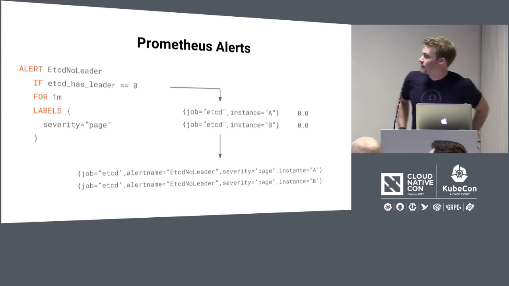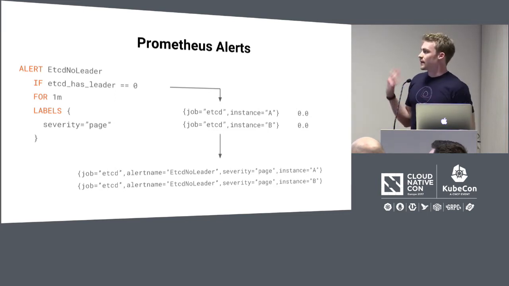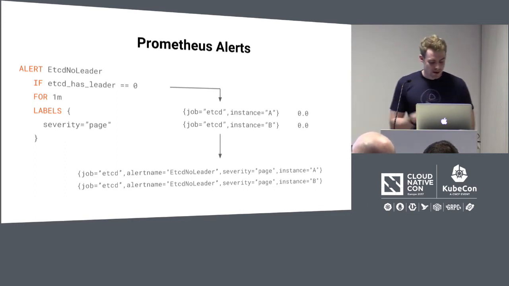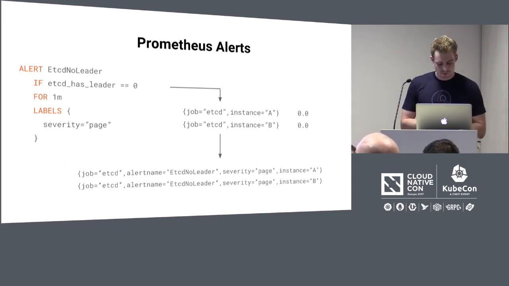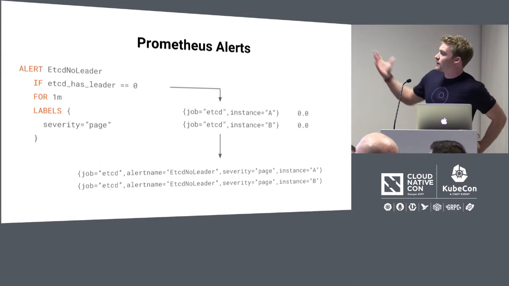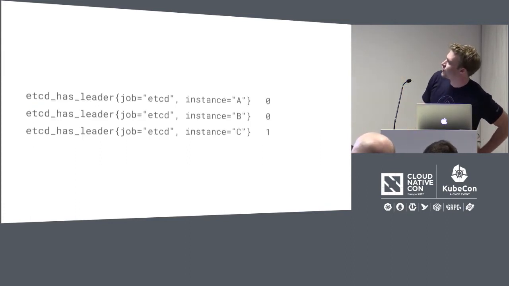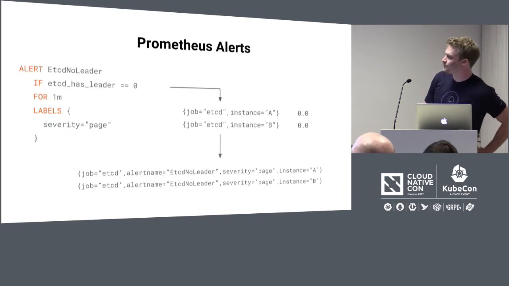And an alert detecting exactly this condition would be as simple as saying alert etcd no leader, and then the condition being etcd has leader equals 0, which filters out every time series having the value unequal 0. Which means that our result basically is exactly the two instances we have seen before, which don't see a leader at this point in time.